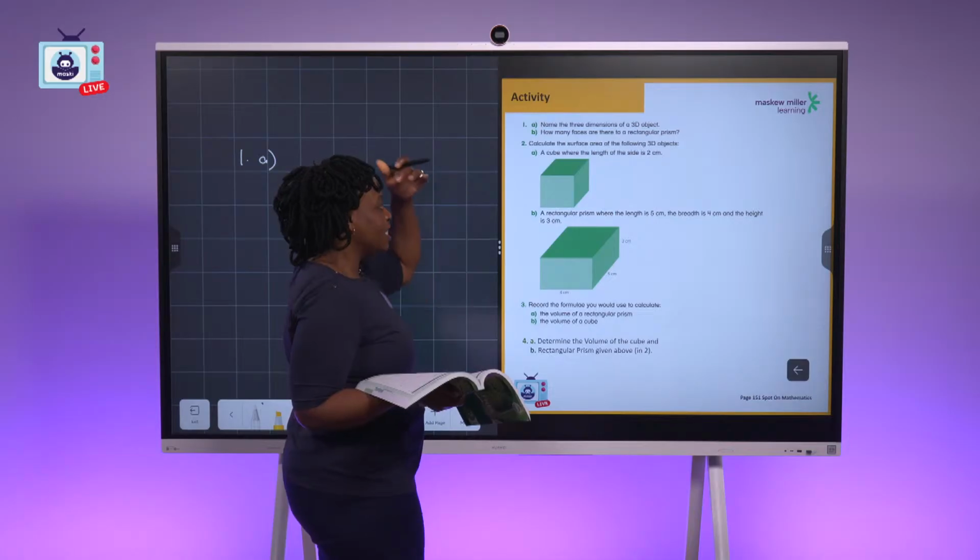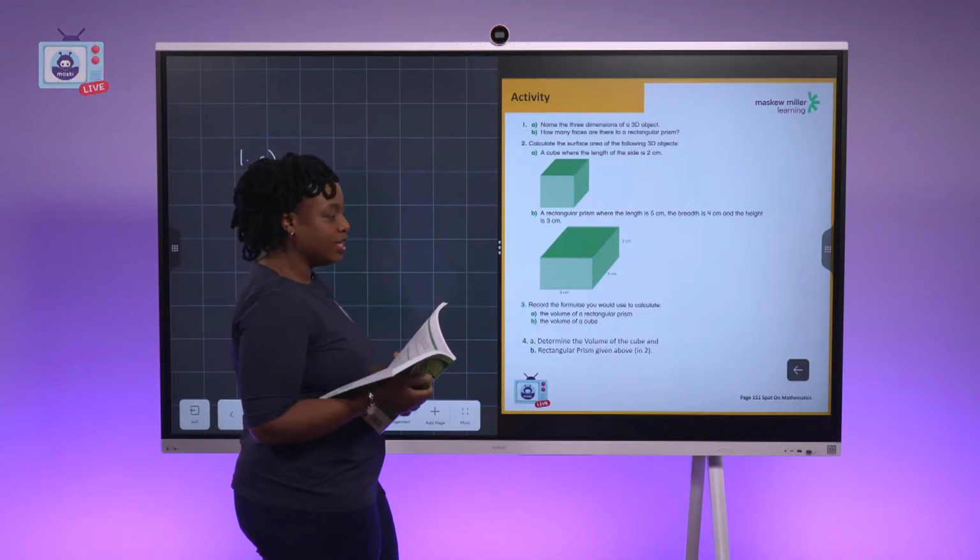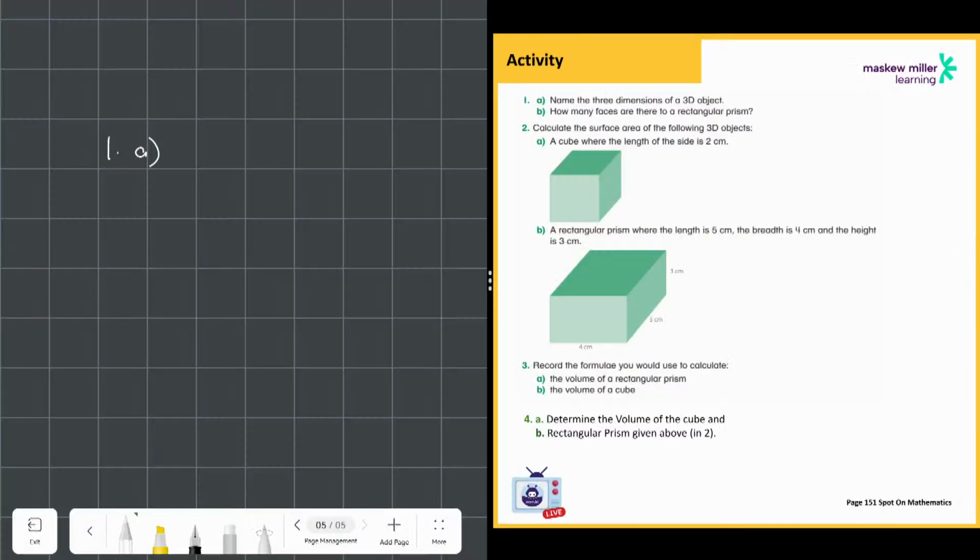And the second one says, how many faces are there on a rectangular prism? We have talked about this. You guys should be able to remember that. Remember, I showed you that as well.